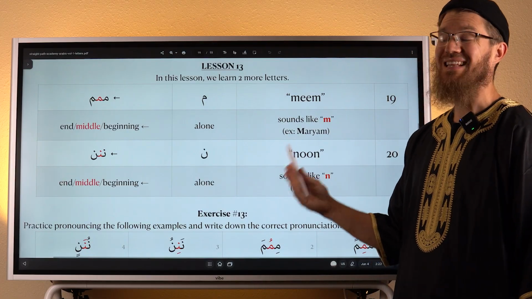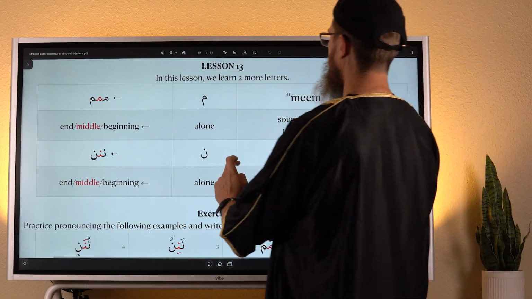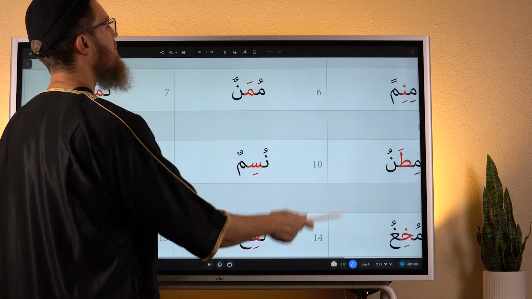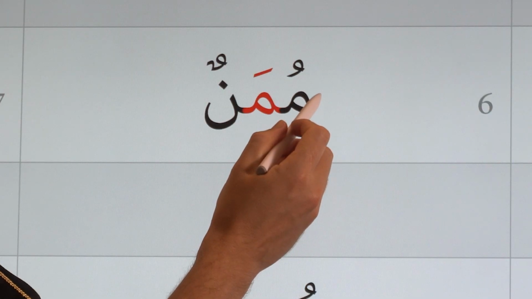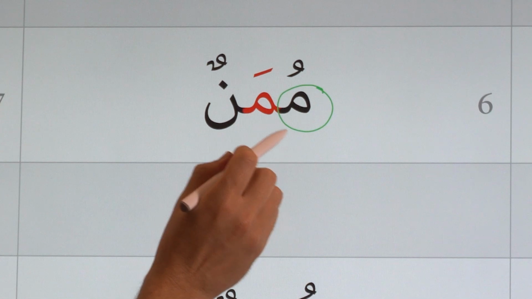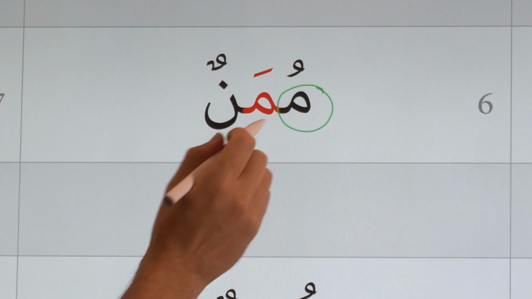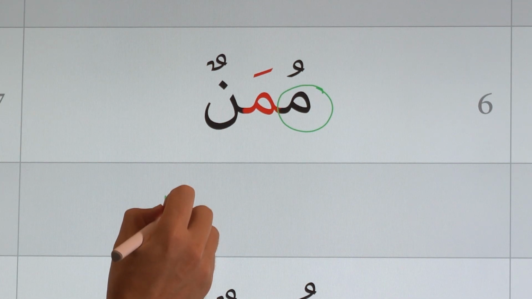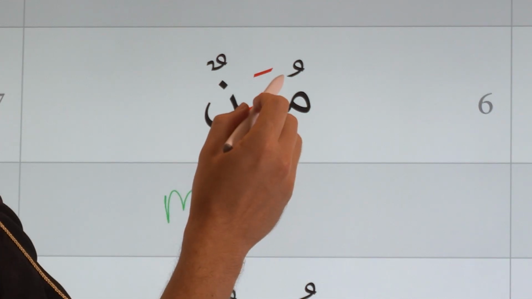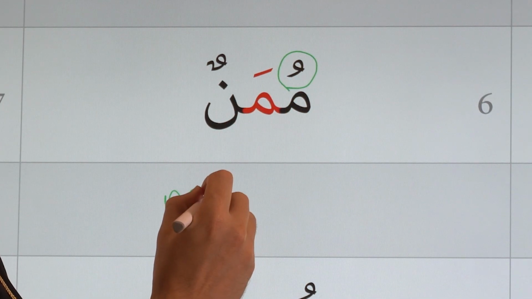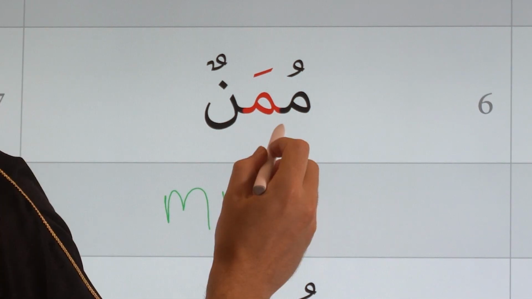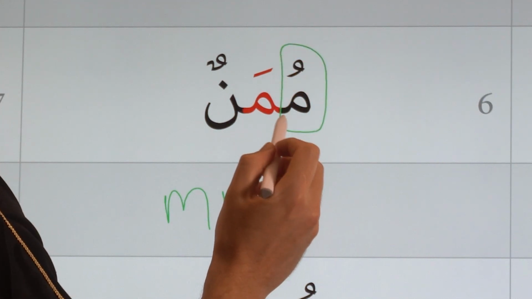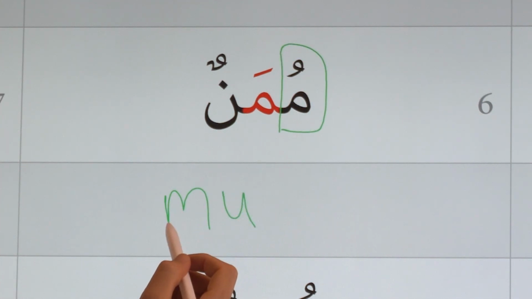So now that we learned the letter Meme and Noon, it's time for the exercise. Let's try number 6 together. We begin by identifying the letter. This miniature circle shape is the letter Meme. So we write M for the Meme. Above the Meme, we see a Dhamma, so we write a U for the Dhamma. So together, the Meme and Dhamma would be pronounced Mu.